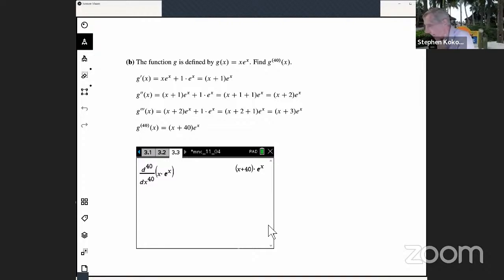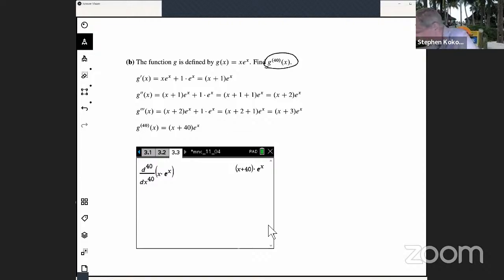Right. This one's interesting too for 8 o'clock tomorrow morning. G of x is equal to x e to the x, and somebody had the gall to ask, can you find the 40th derivative of this function? Well, all right, I'm going to start off by taking a couple and see if I can find a pattern. I really like this problem because it emphasizes pattern recognition, which, as you know, is very important to problem solving.